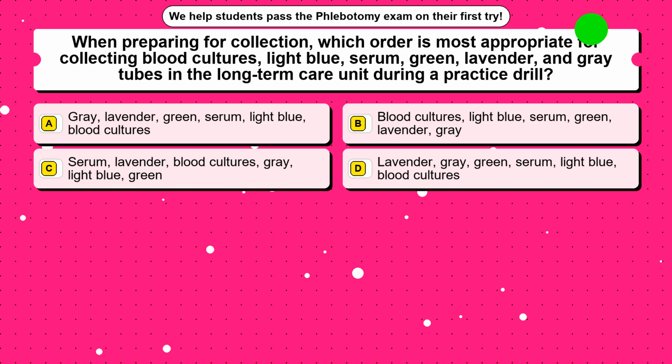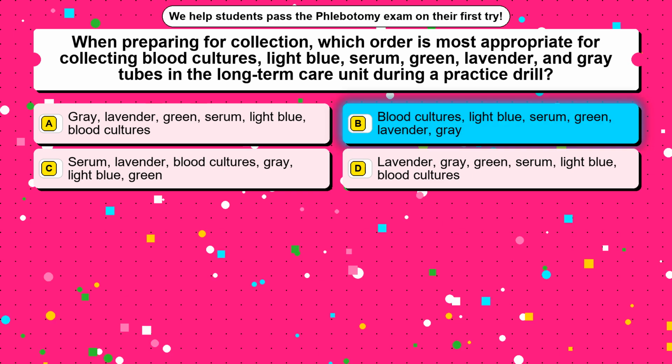Question 41. When preparing for collection, which order is most appropriate for collecting blood cultures, light blue, serum, green, lavender, and gray tubes in the long-term care unit during a practice drill? Option A. Gray, lavender, green, serum, light blue, blood cultures. Option B. Blood cultures, light blue, serum, green, lavender, gray. Option C. Serum, lavender, blood cultures, gray, light blue, green. Option D. Lavender, gray, green, serum, light blue, blood cultures.